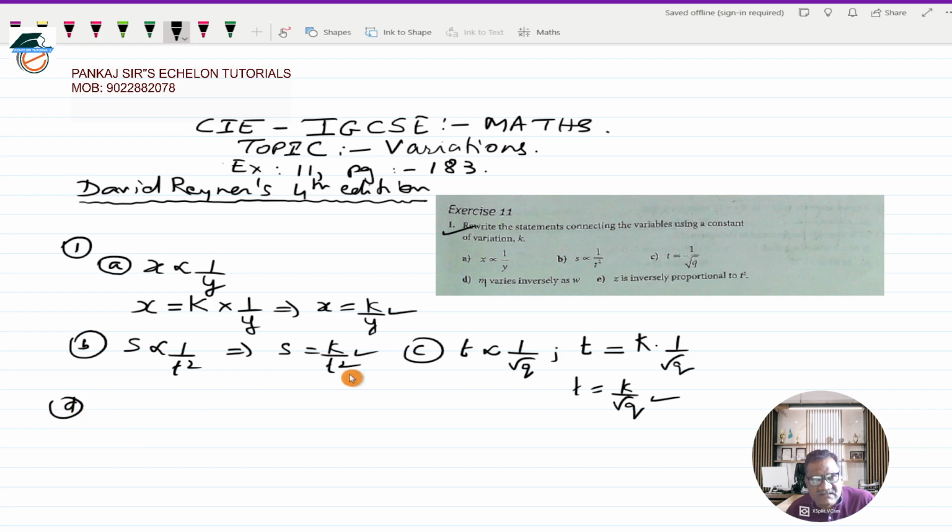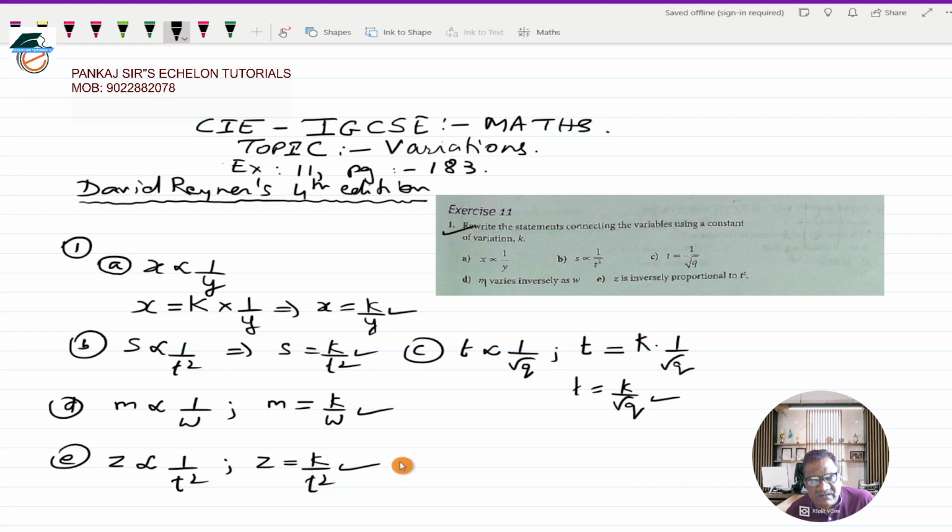D, here they have given a statement, m varies inversely as w. So you have to write m varies inversely as w. Now to put the constant in place of the proportionality sign, m is equal to k upon w. That's it. E is again z is inversely proportional to t square. If I want to put in the constant, z will be equal to k upon t square. Okay, so we are done with question number 1.